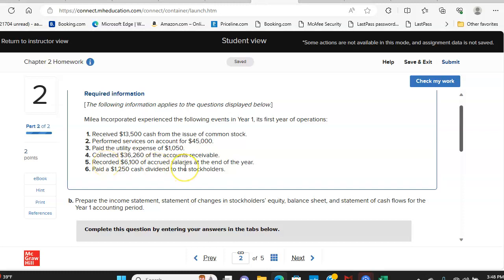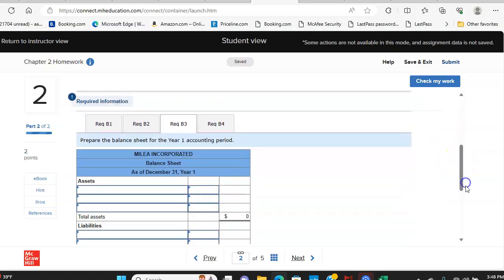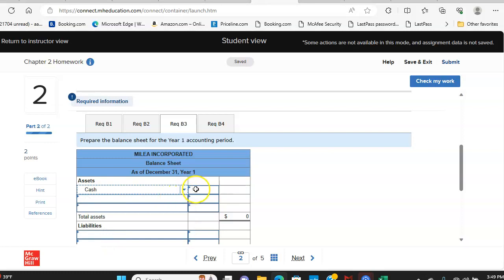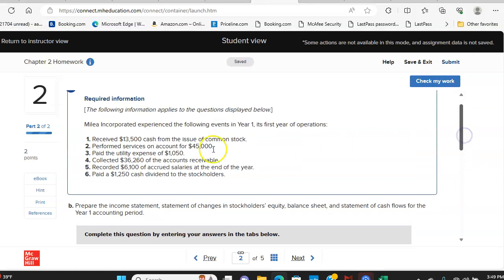Recorded accrued expenses for the year. That doesn't impact your cash account. But then you pay the cash dividend, so minus 1,250. So according to my calculations, my cash ending balance should equal $47,460. Okay? My next asset based upon these transactions will be accounts receivable because I performed service on account.